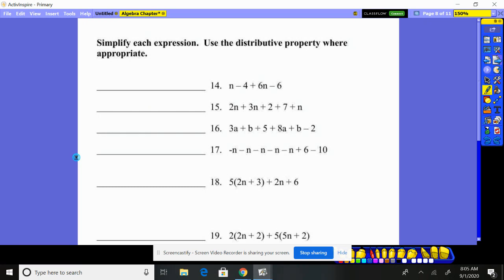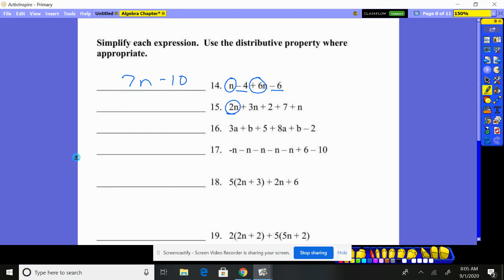All right. The next part says simplify each expression using the distributive property where appropriate. With the first one, I'm just combining like terms. I see an n plus 6n, so that's 7n. Lose 4, lose 6. So if you lose 4 one day and then lose 6 the next, you've lost 10, so that's minus 10.